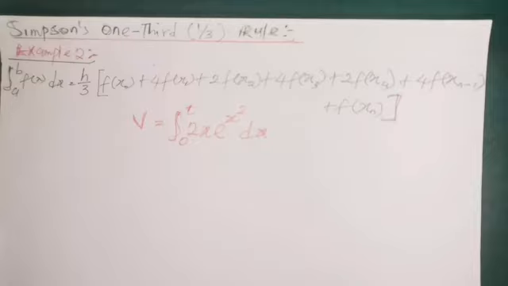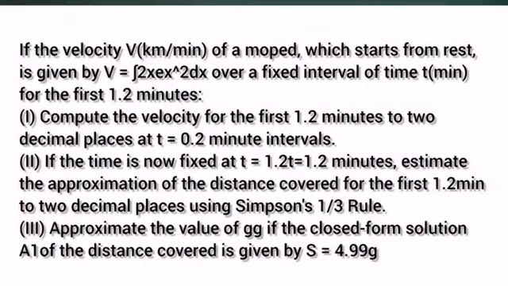Now let's consider this question. It says, if the velocity v in kilometer per minute of a moth which starts from rest is given by v equals integral from 0 to t of 2x exponential x squared dx at a fixed interval of time t in minutes for the first 1.2 minutes. Without converting to any other unit, compute the velocity for the first 1.2 minutes to two decimal places at t equals 0.2 minutes interval.